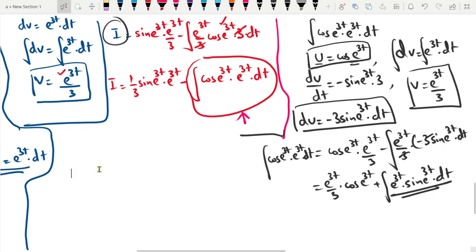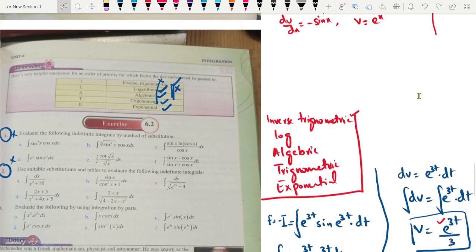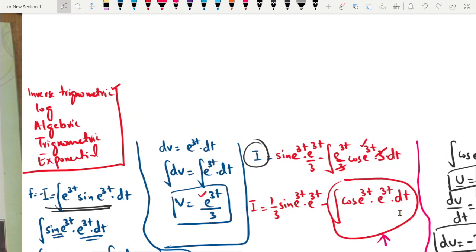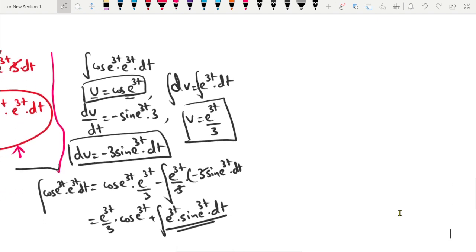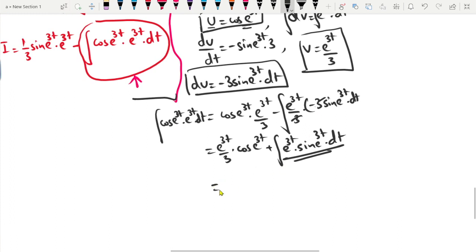Here you see that this is our original question. I is equal to this one. So the integral of e^3t sine of e^3t is equal to I. So put this equal to I. So this is equal to e^3t divided by 3 cos of e^3t plus I. Put the value here.